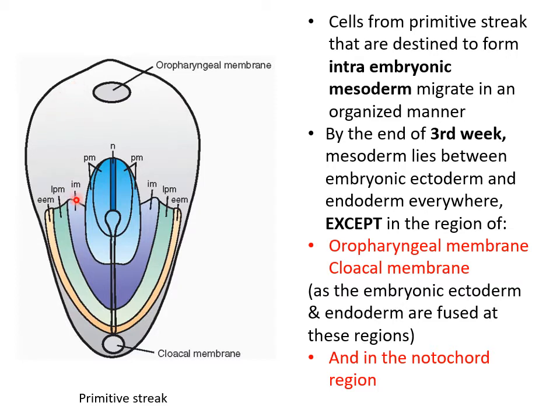So they migrate everywhere, as we said, ventrally, laterally, and cranially, except where? Except in the region of the oropharyngeal membrane, in the region of the cloacal membrane, and where this third structure is. Can you see that blue structure named N in the picture in the midline, ahead or cranial to the primitive streak? That is the notochord. So there also there will be no mesoderm, because the notochord, this cord-like structure, has to develop in the midline. Why, we will see, right? So these three places, as noted, there is no mesoderm in between.